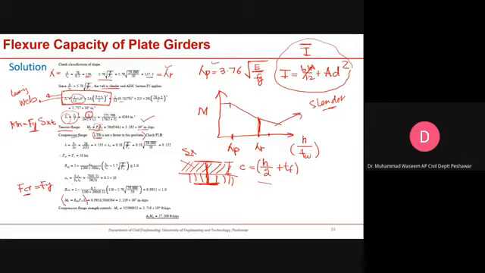Okay. So first you have to calculate the lambda. The lambda, you have to compare it with this lambda p value. The lambda p value is 9.1 and the lambda value is 4.33. So lambda is less than lambda p. So it means that FCR is equal to the yield stress of the material. And that yield stress is 50 KSI. So we have to use some moment reduction factor when we are evaluating the bending moment capacity or the bending strength of the compression flange.